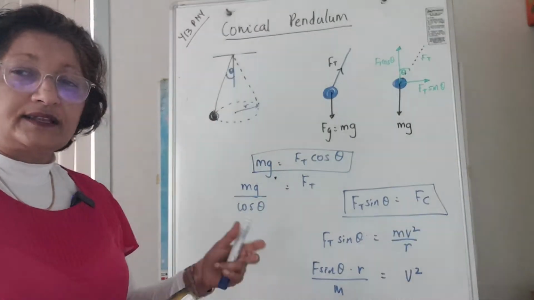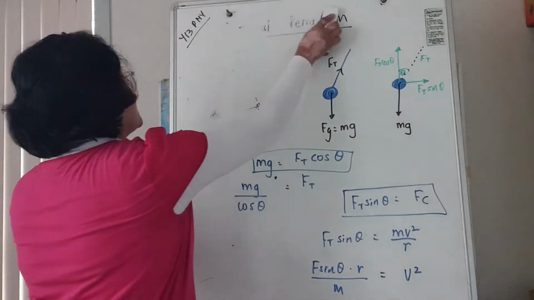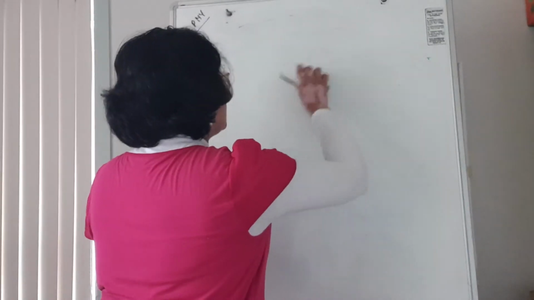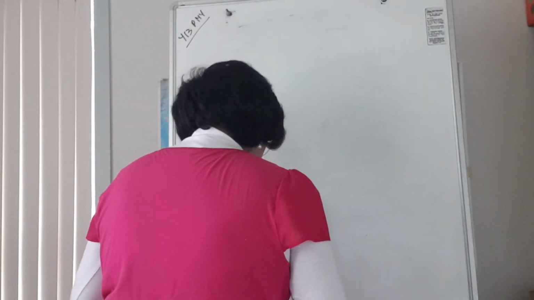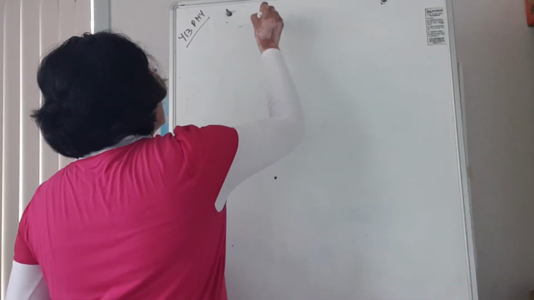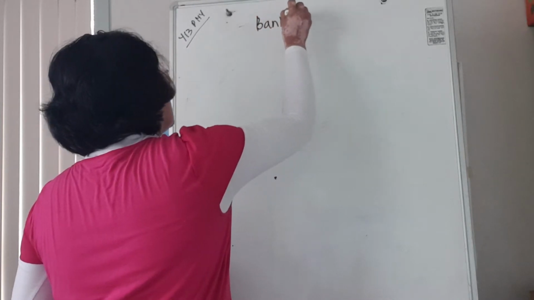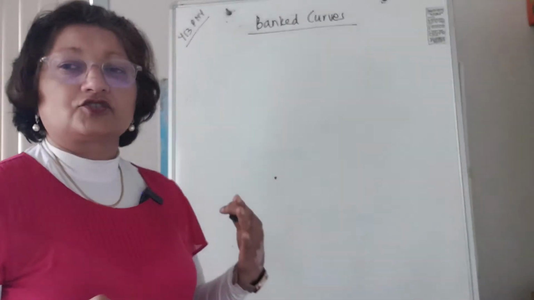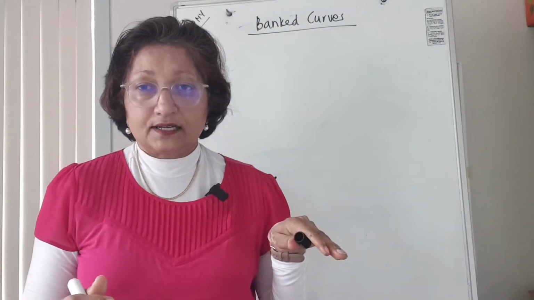Now this leads quite nicely on to banked curves, which is the next part of this video. So what are banked curves, and why is that important? This has to do with cars going around circles.